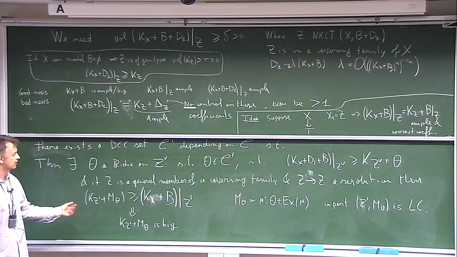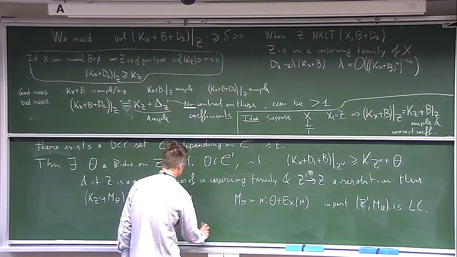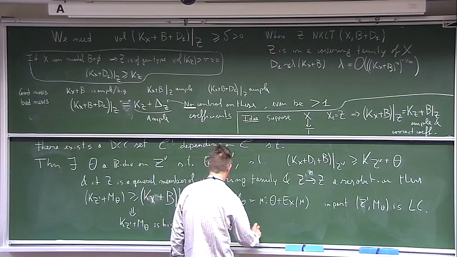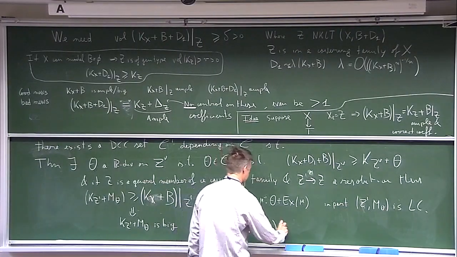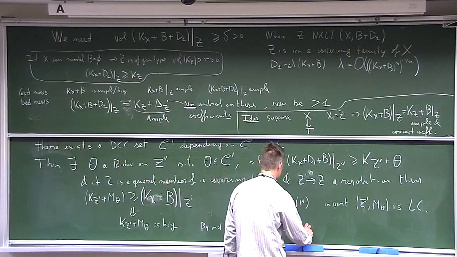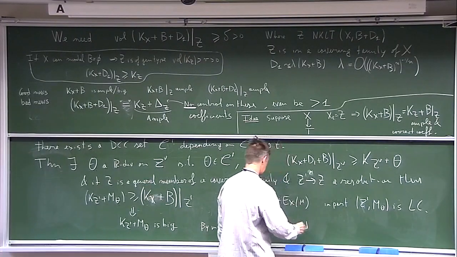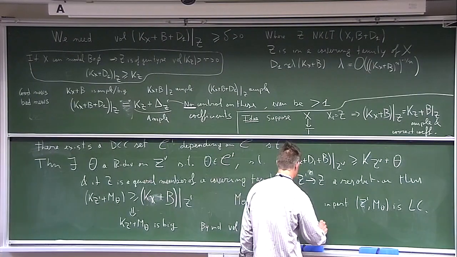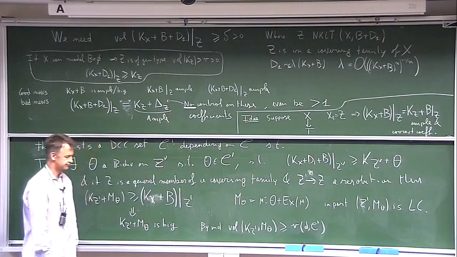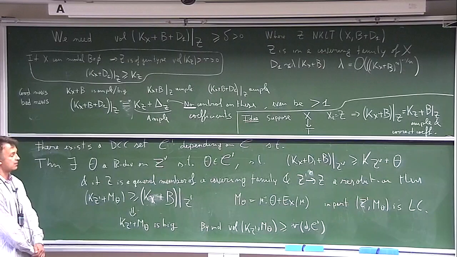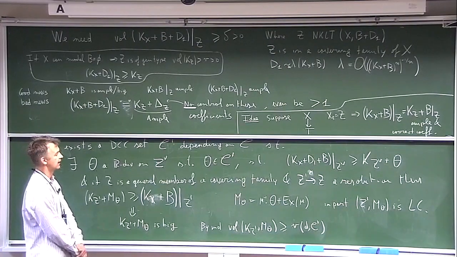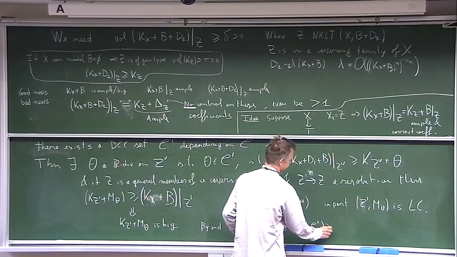So by induction on the dimension, the volume of KZ prime plus M theta will be bounded from below by a constant that now depends on the dimension d of Z and on this new coefficient set C prime. Because those are log canonical pairs where K plus the boundary is big, and so my theorem in dimension one less gives me a lower bound on their volume.